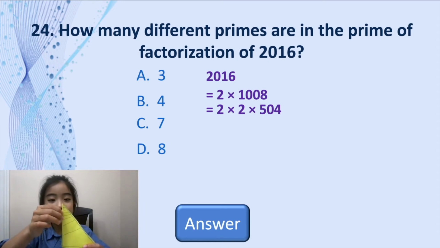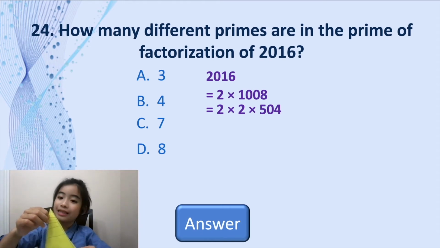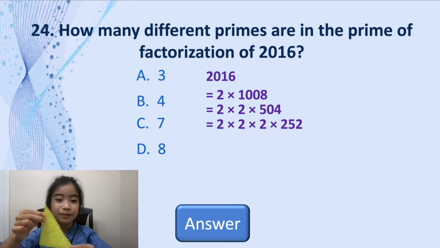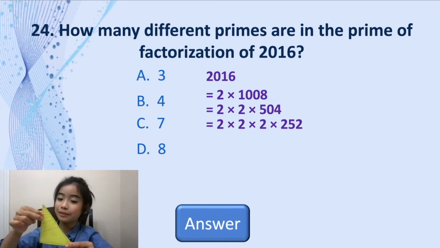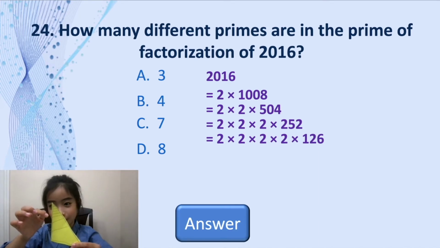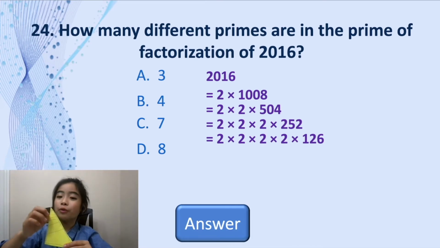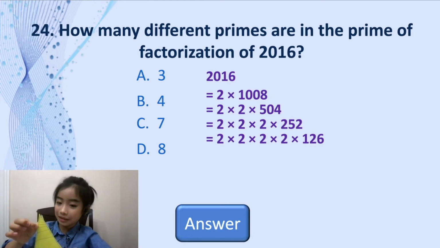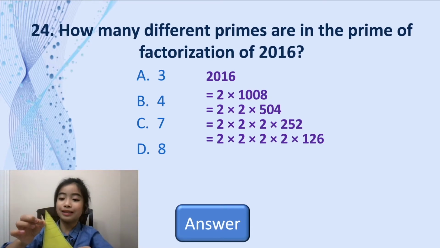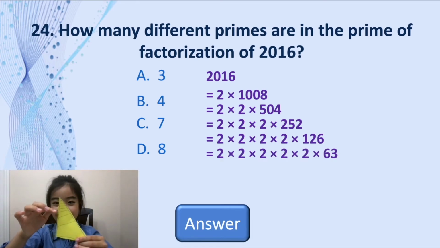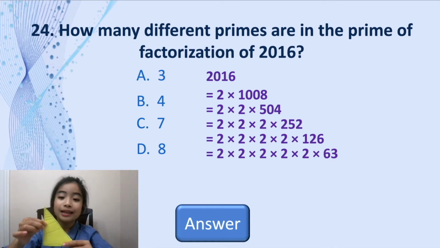Now we move on to the third floor, which is 2 times 2 times 504. Now we move on to the fourth floor, which is 2 times 2 times 2 times 252. And now we move on to the fifth floor, which is 2 times 2 times 2 times 2 times 126. Now we move on to the sixth floor, which is 2 times 2 times 2 times 2 times 2 times 63.